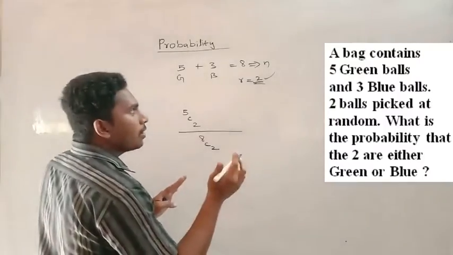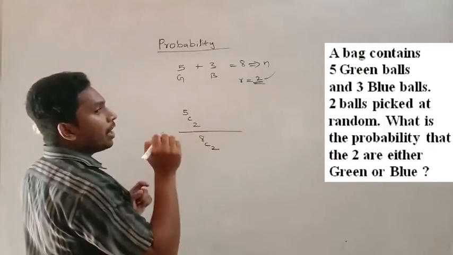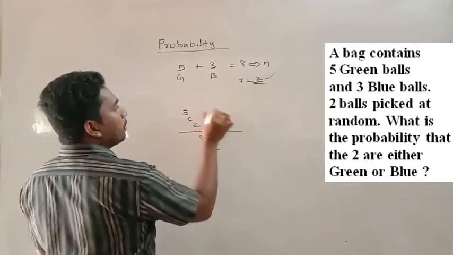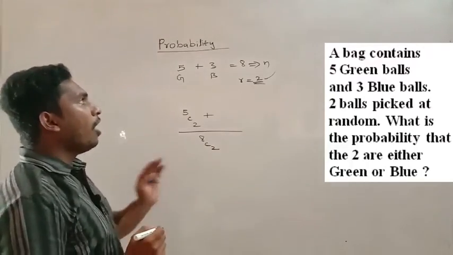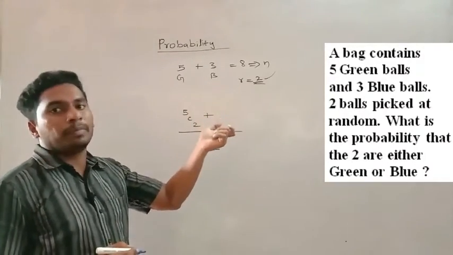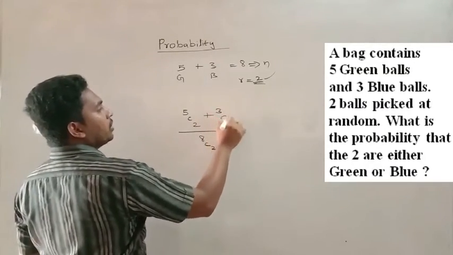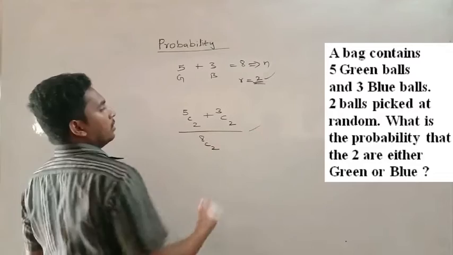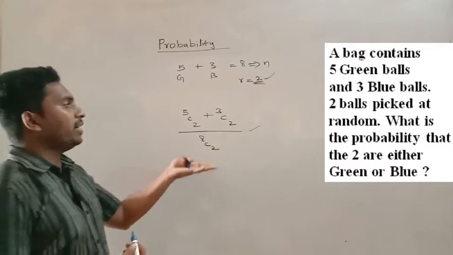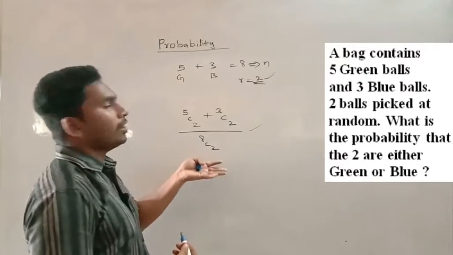They have given either/or, and whenever "or" comes you have to use the plus sign, right? So or the 2 balls that you have picked up are blue. Then 3C2. So this is the final expression. If you solve this you will get the answer.